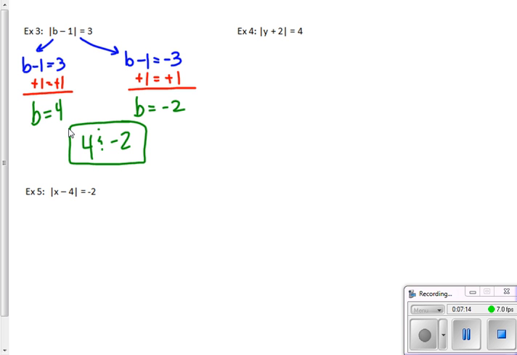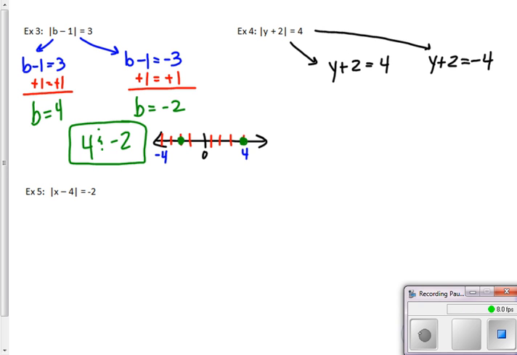And again, we would need to go ahead and graph these on the number line. My plot being at a positive 4, and we have negative 2, so those would be my two plots. I want you to go ahead, pause the video here, and work through example 4. Remember, rewrite it into two equations to solve to get case 1 and case 2, and then go ahead and graph on the number line.